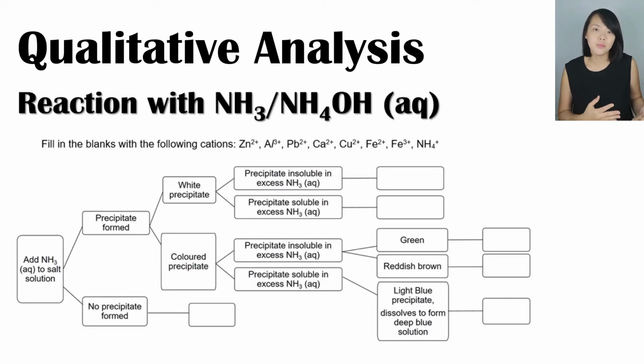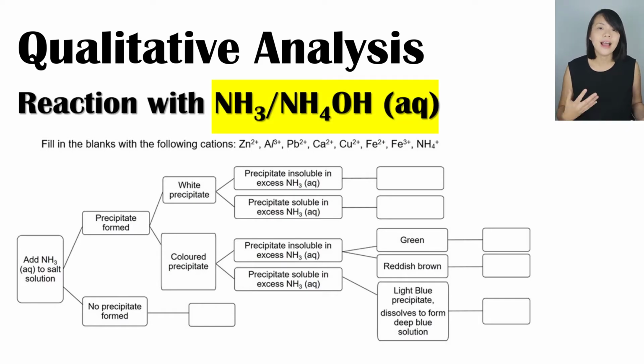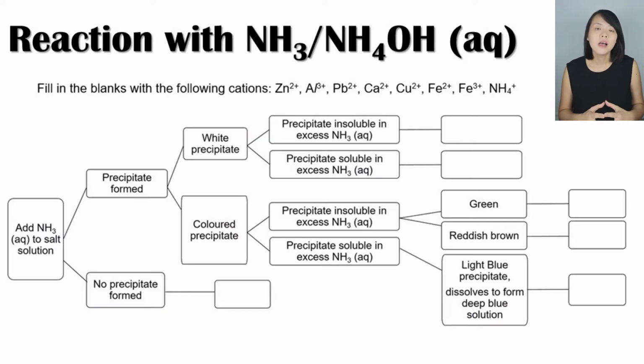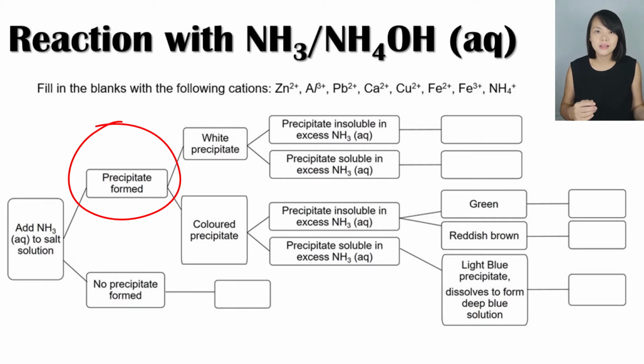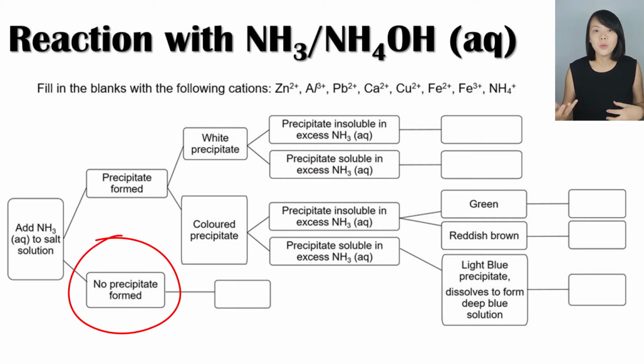ions, such as aluminium, ammonium, calcium, copper 2 ions, iron 2 and iron 3 ions, lead 2 ions, and zinc ions. In this video, we are going to focus on the use of aqueous ammonia to identify these ions. For easy memory, you may divide the cations into two different groups. One group, precipitate will form with aqueous ammonia. The other group, precipitate will not form with aqueous ammonia.